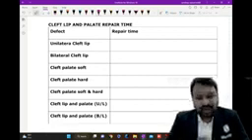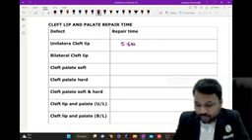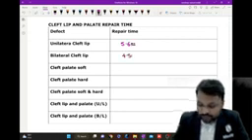Now, cleft lip and cleft palate repair times are absolutely important. If you have a unilateral cleft lip, the usual time of repair is 5 to 6 months. Bilateral is going to be 4 to 5 months.